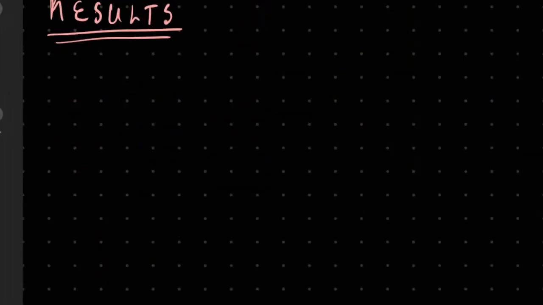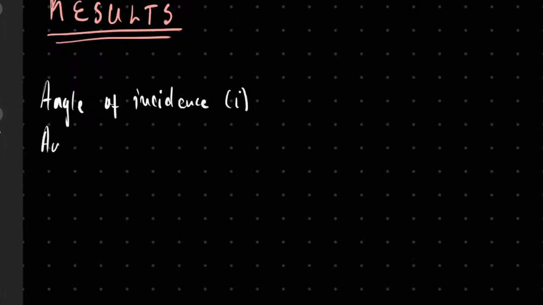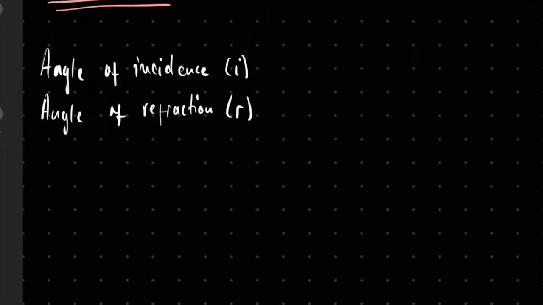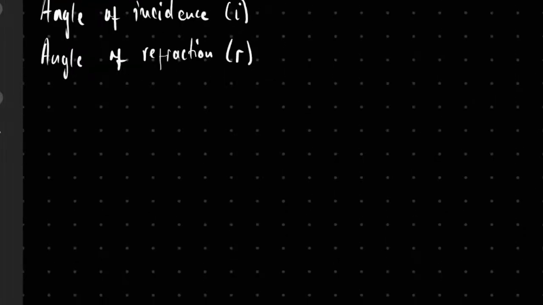If we put results, here is an example of a results table. Let's just say you have angle of incidence, which is going to be I. Then you're going to have angle of refraction, which is going to be R. So we can say here, shape of block, maybe a results table. Put it like this, example results table.